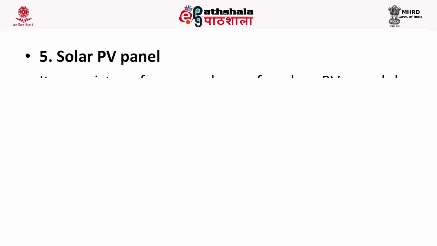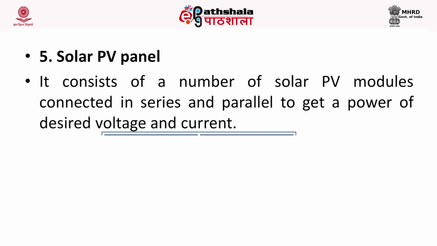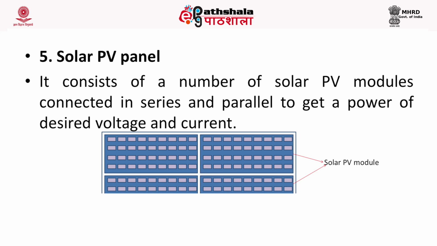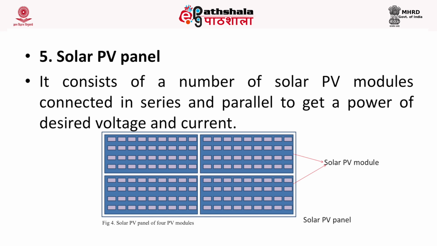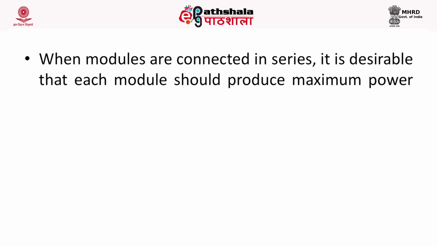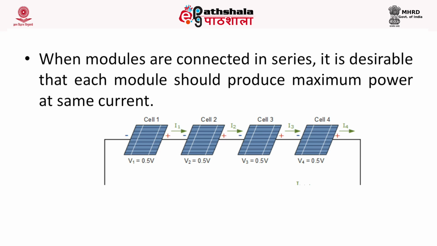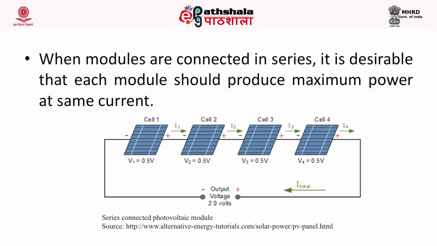Now, what is a solar PV panel? It consists of a number of solar PV modules connected in series and parallel to get a power of desired voltage and current. So, that means many solar cells form one PV module and many PV modules form one PV panel. When modules are connected in series, it is desirable that each module should produce maximum power at the same current. So, this figure shows the series connected photovoltaic module.